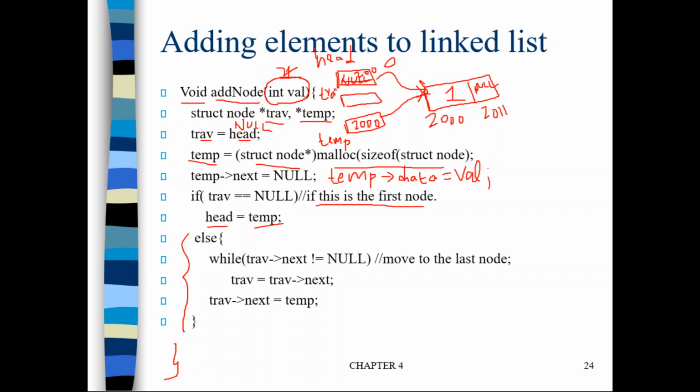Traverse is equal to head. So what is head? Head is 2000 currently. So traverse is equal to head, which means that traverse is also pointing to the first node. Okay, fine. Traverse is pointing to the first node.